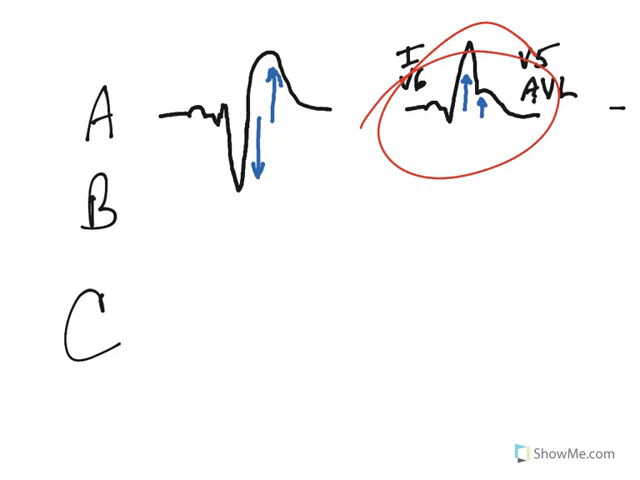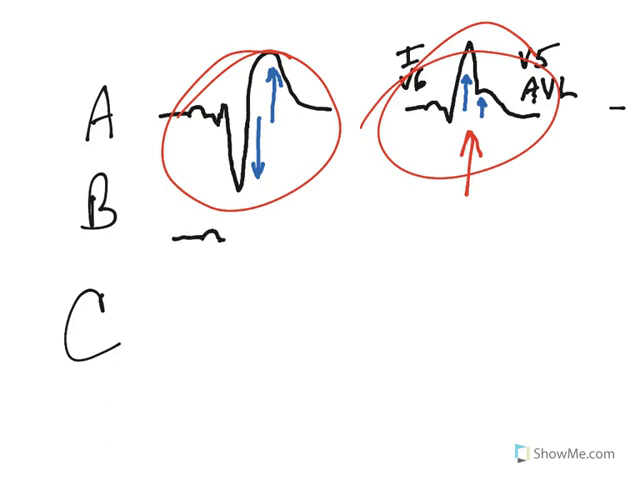So if in all of my leads I see something like this where I have discordance, then I'm happy. I don't fit Sgarbossa criteria A. I only fit Sgarbossa criteria A if, there you go, right there, if I have this abnormal concordance and we're talking about ST elevation. Sgarbossa B is a little different.